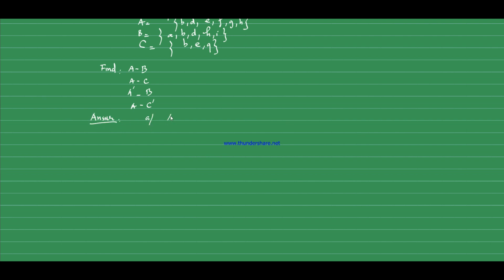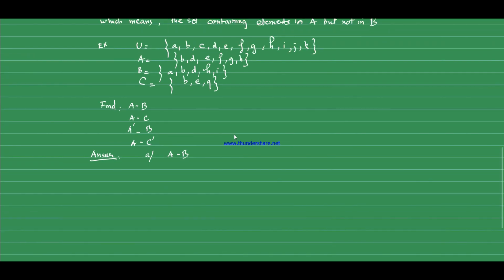Let's do A minus B first. So in A but not in B. Over here it should be E, F, G. You compare: in A but not in B, so E, F, G, right?